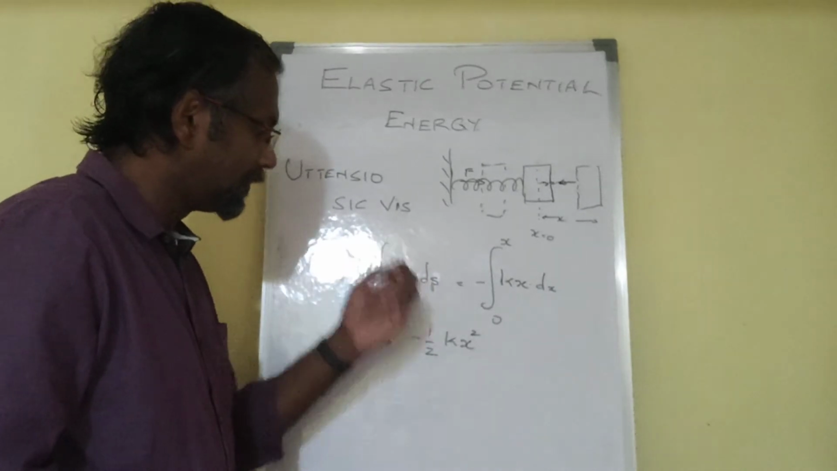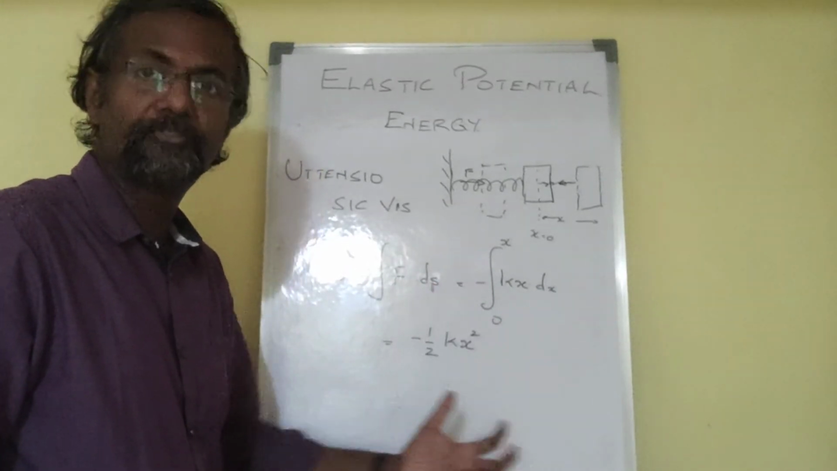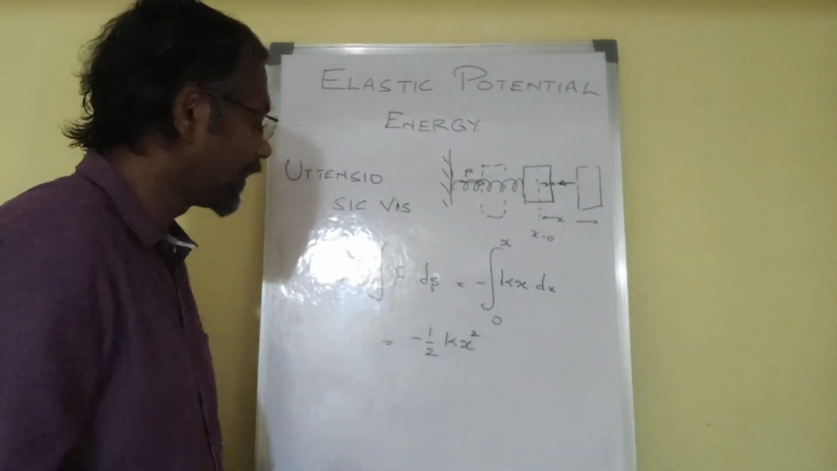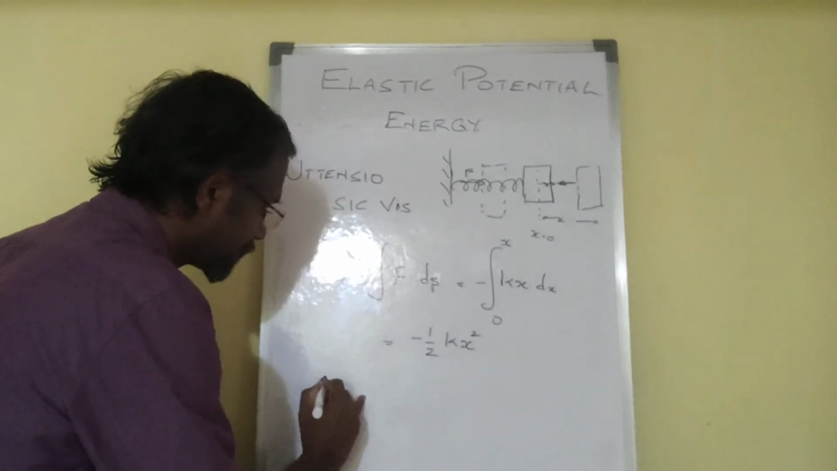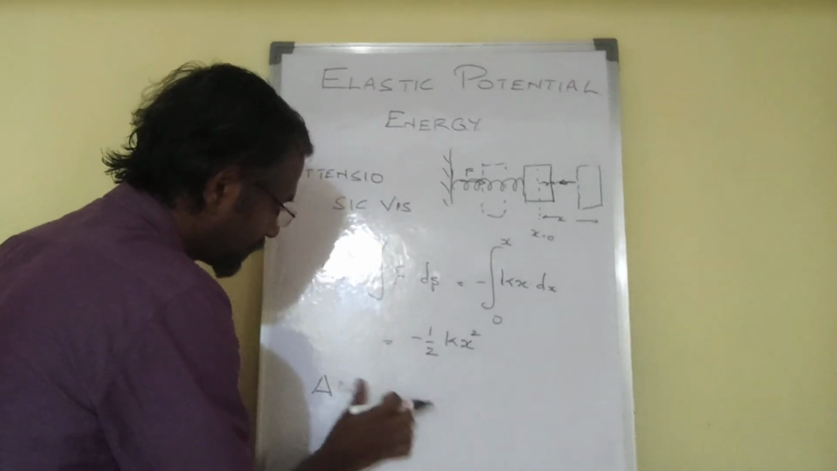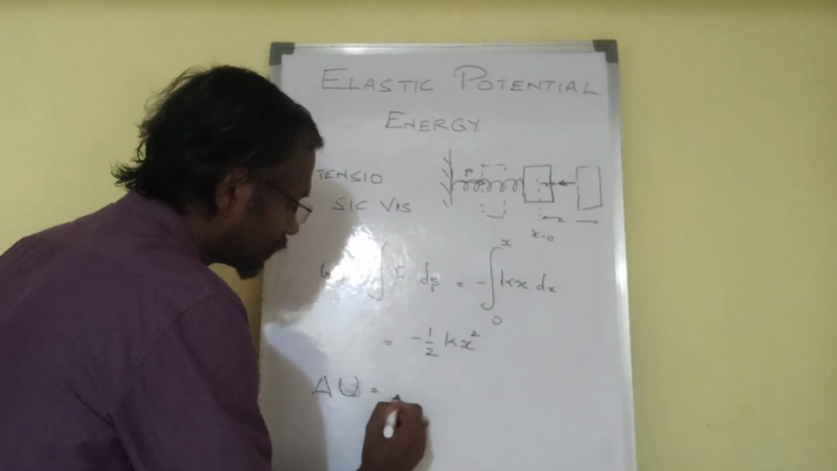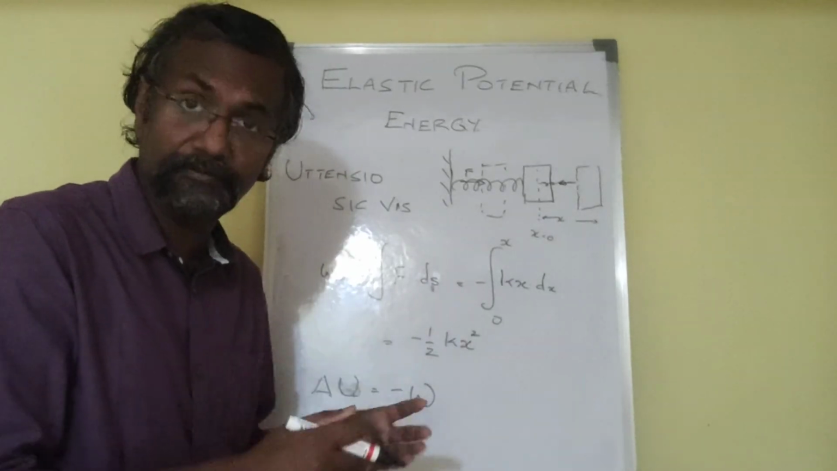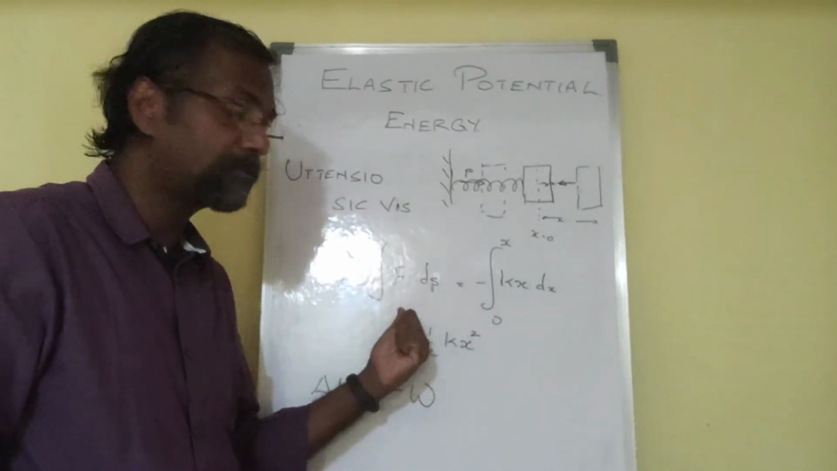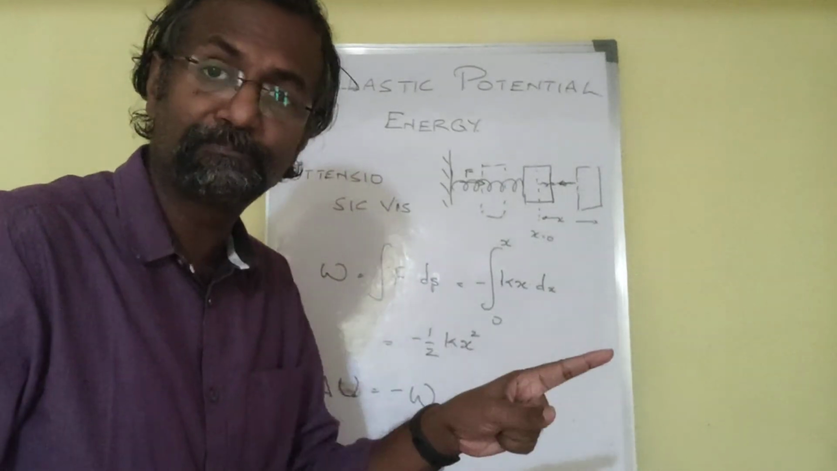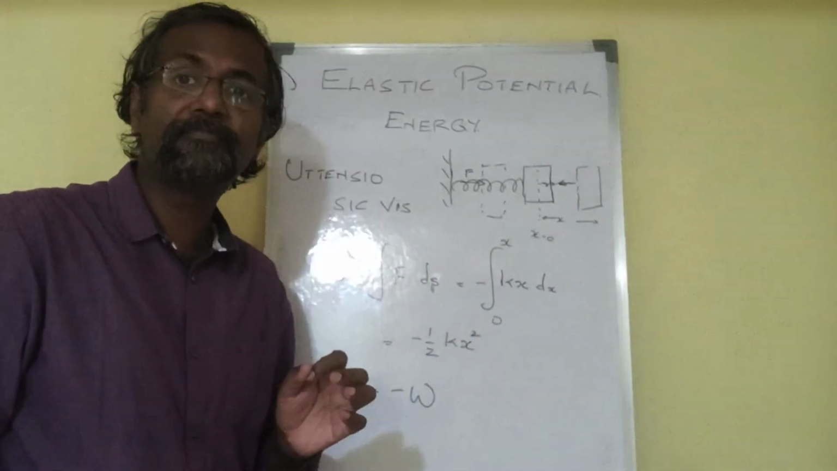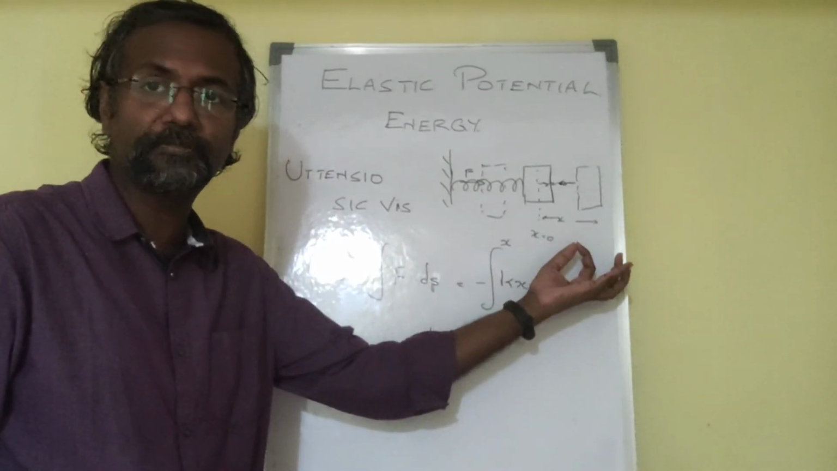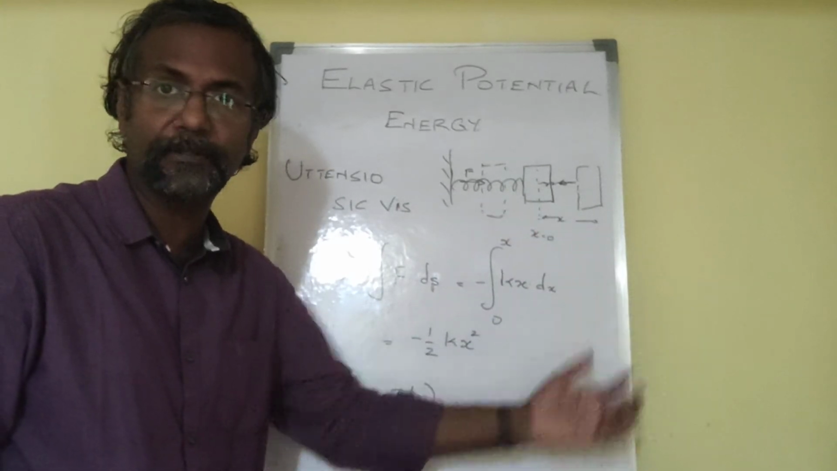Right. Now, this work done by the spring force is stored in the system as elastic potential energy. Now, we know that the change in potential energy, which we are representing as delta U over here, is equal to minus W, minus the work done by the conservative force. Now keep in mind that the spring force is just like the gravitational force. Spring force is a conservative force, right? It depends only on the initial and the final position of the body. It does not depend on the path of the body.